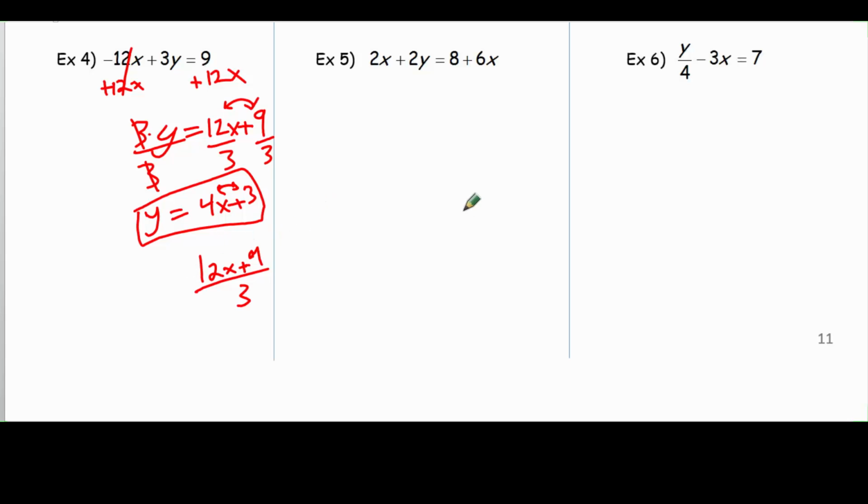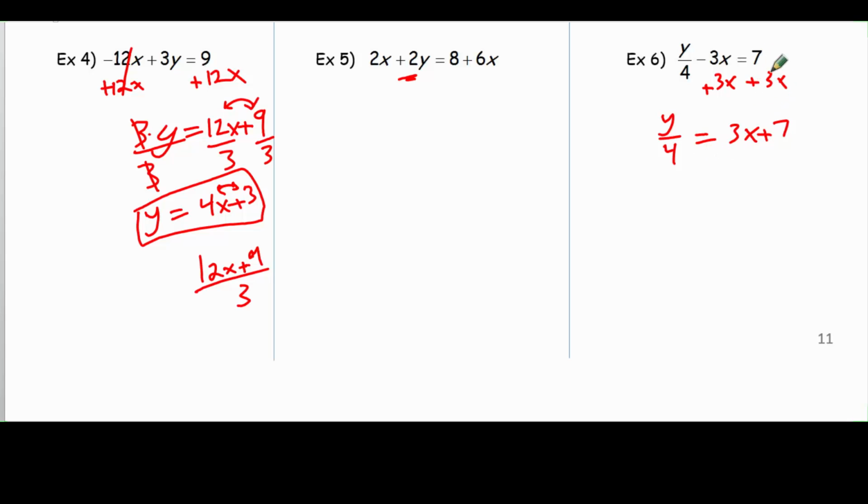Alright, why don't you try 5 and 6. Actually, let's do 6 together really quick, since let's get that over 4 business. So, y is not in the same position. It's not always going to be the same position. It's here too, though. We have to get rid of the 3x, so add the 3x over, because this is a minus 3x, so we want to get rid of a minus 3, so we add 3. So y over 4 equals 3x plus 7. And again, 7 plus 3x is the same thing. But it is not 10x.